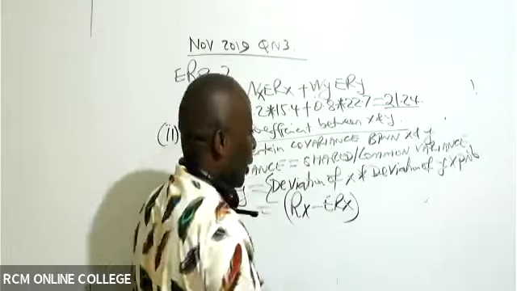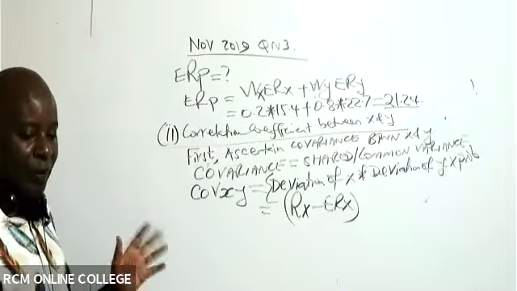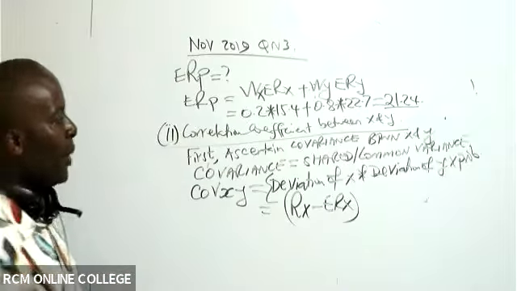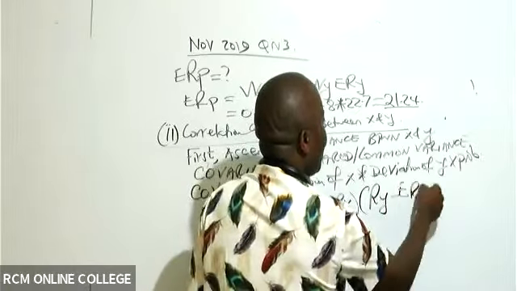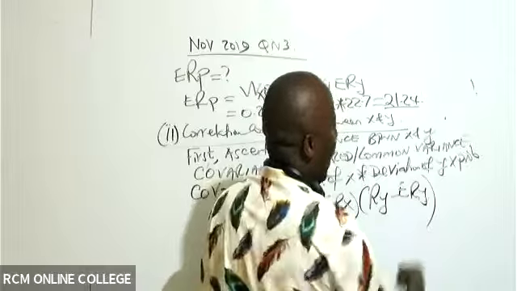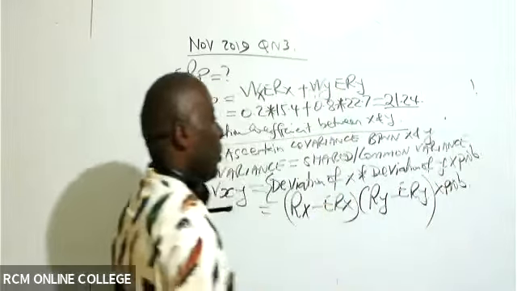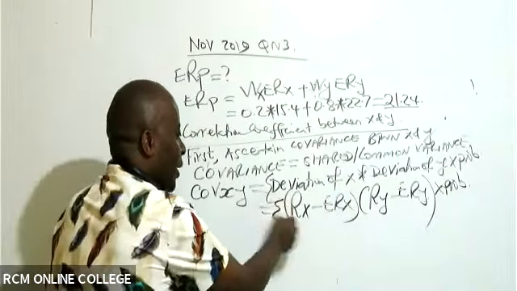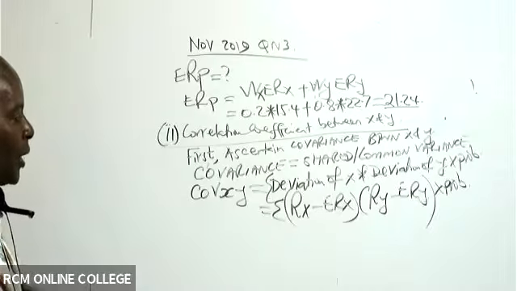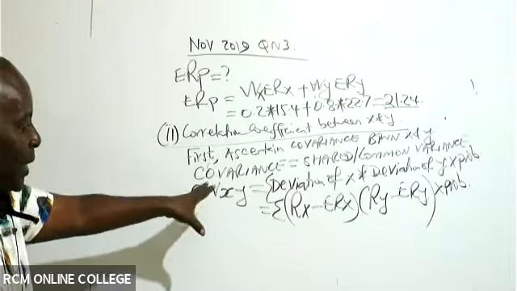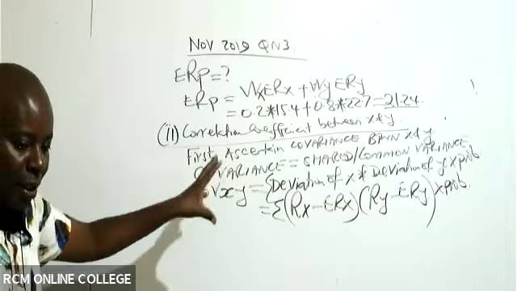You know, deviation means subtraction. Actual returns of X minus expected returns of X. Come and multiply this with deviation of Y, which is RY minus expected returns of Y, times probabilities. And then, of course, there is a summation. So this is how we get covariance between X and Y.